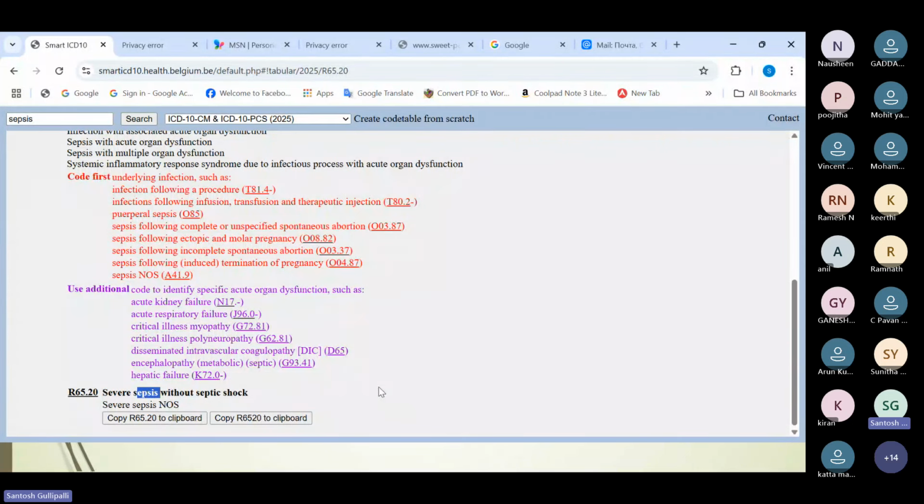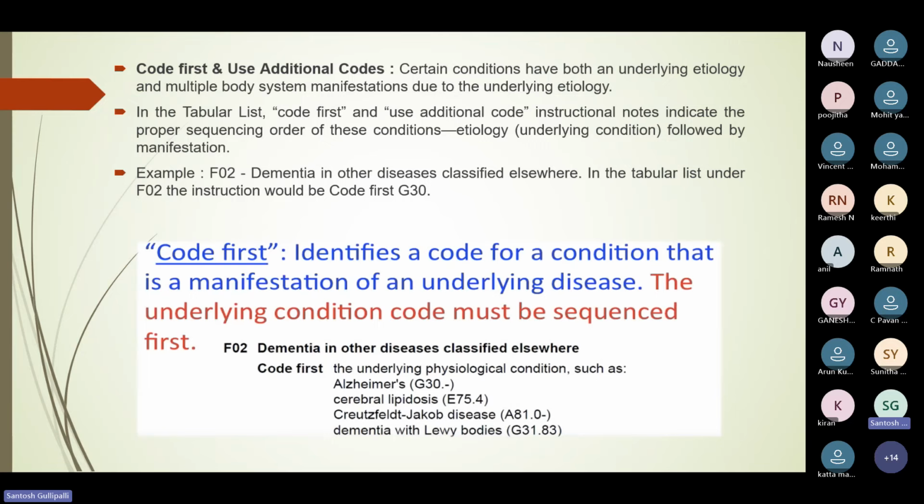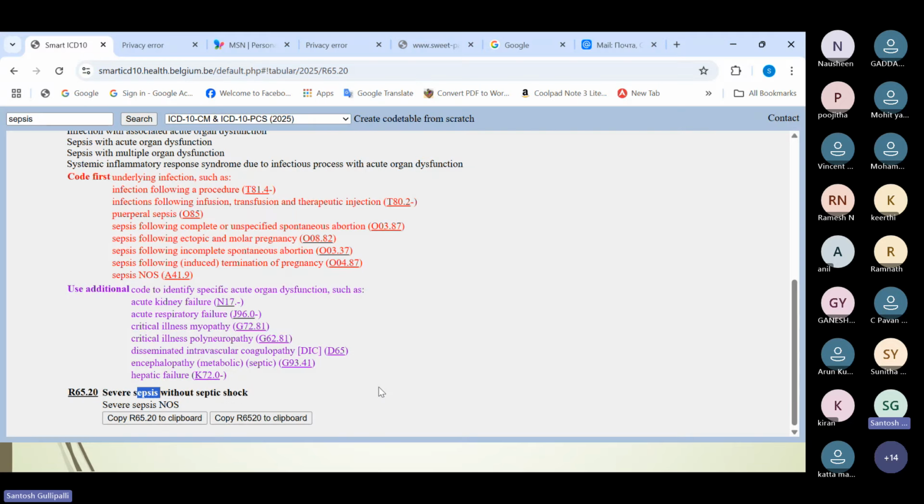Sometimes some organs are affected by this infection, and at that time the organ completely fails. For example, the patient comes with respiratory failure, acute respiratory failure due to sepsis. That type of sepsis is called severe sepsis. I will tell you the exact definition of severe sepsis in the sepsis topic, maybe tomorrow or the day after tomorrow when we start that topic.